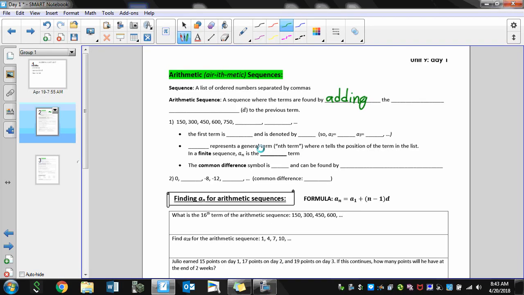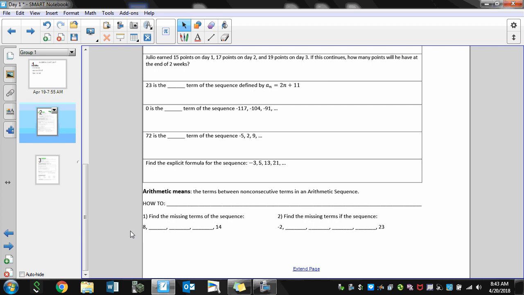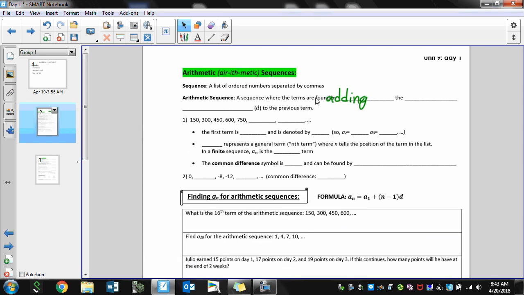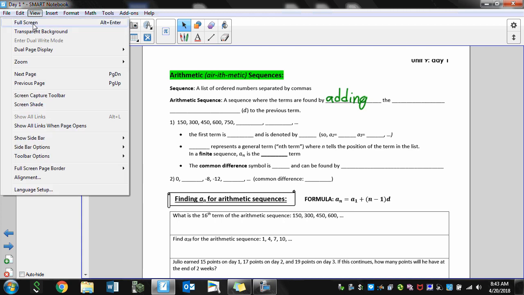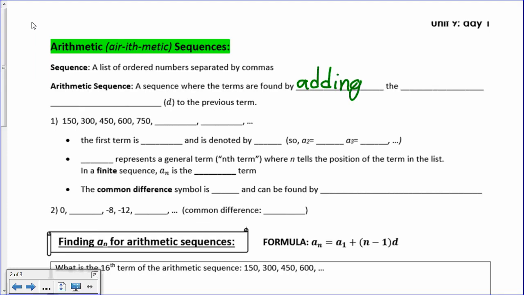Give me 1 second. I need to set this without moving. There you go. Lock the page in place. Not a good sign, but alright.